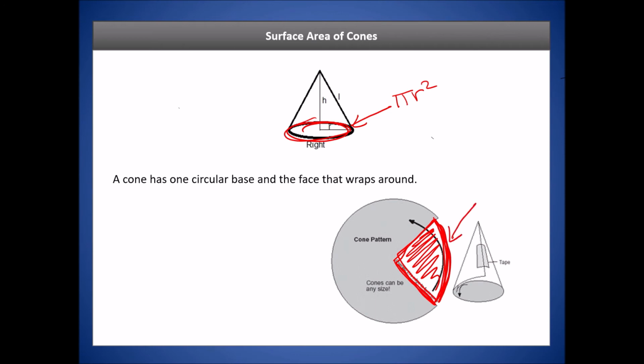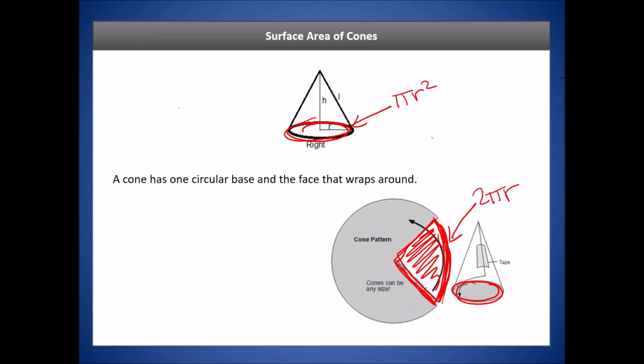So it turns out that the arc length of this sector is actually the circumference of the base of the cone, because this cutout of the sector actually wraps around itself to make the cone, and the radius of that cone we'll call r. And so that means that the length of that arc has to be equal to the circumference of the base of the cone. So now we know that the arc length of that is 2 pi r.